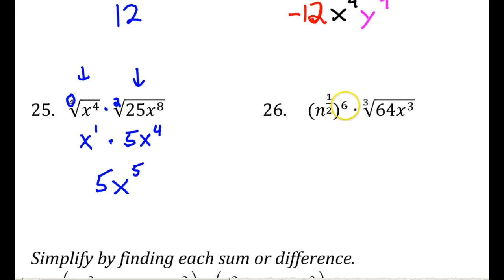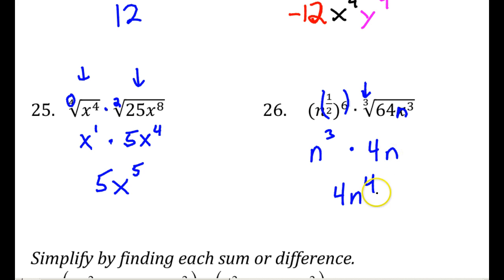26. What's 1/2 times 6? Half of 6 is? 3. And what times itself 3 times is 64? 4. And what times itself 3 times is x to the 3rd? We'll pretend that this is an n, by the way, just so that they're the same. So we'll say n, and then if you multiply these together, you get 4n to the 4th. I just made variables the same, so we have things combining here.